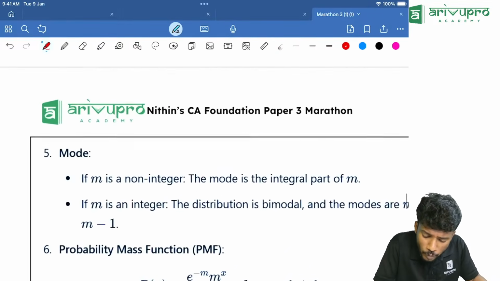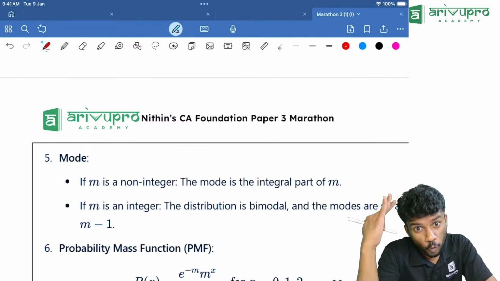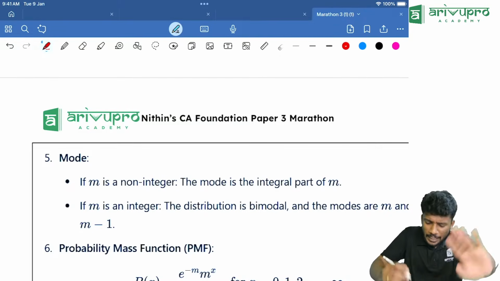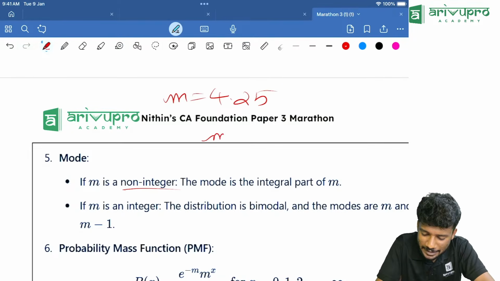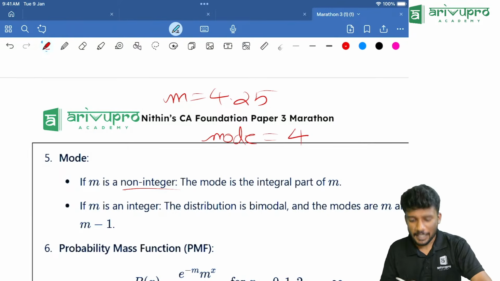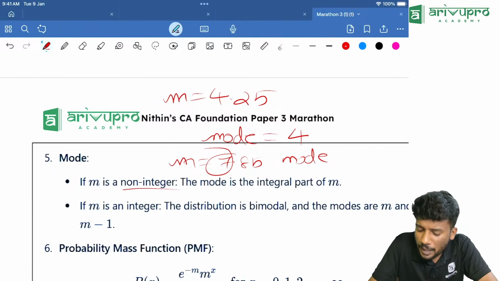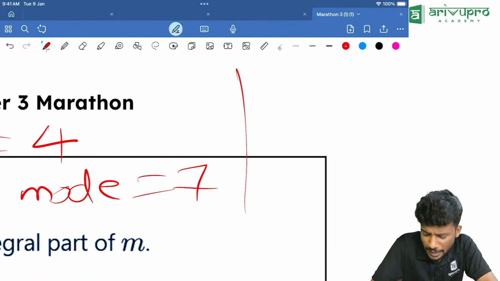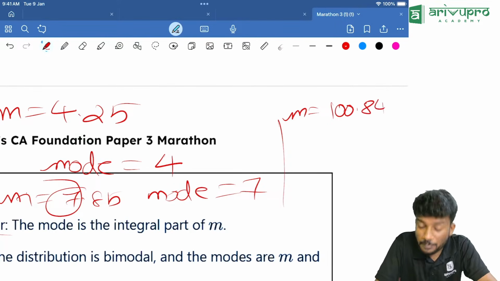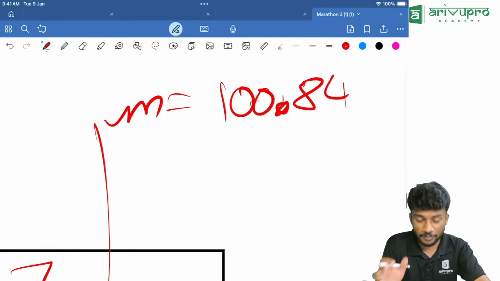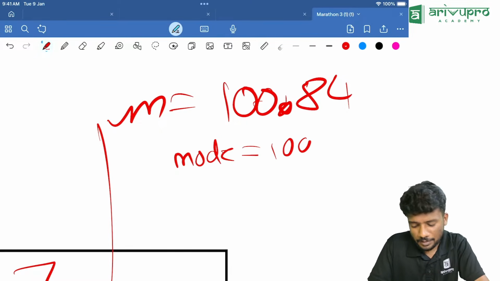Now look here, people. We have a formula for mode also. Remember, I told you mean is M, variance is M, standard deviation is root M. After finding M, if you get a non-integer, for example M is equal to 4.25, the mode is 4. If M is equal to 7.85, what is the mode then? We only take the integer part, that is 7. If M is equal to 100.84, I am using random numbers, then the mode is 100. That is another example.